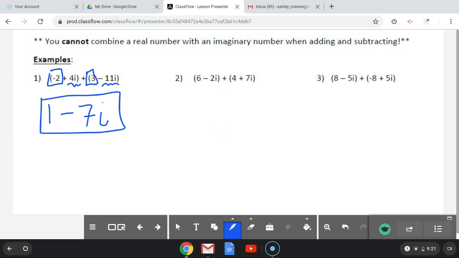Not bad. All right, for number 2, same idea. 6 plus 4. And then my imaginary is negative 2 plus 7i. You're going to get 5i. Go ahead and see if you can get 3.